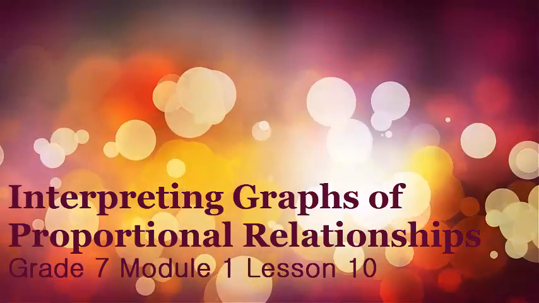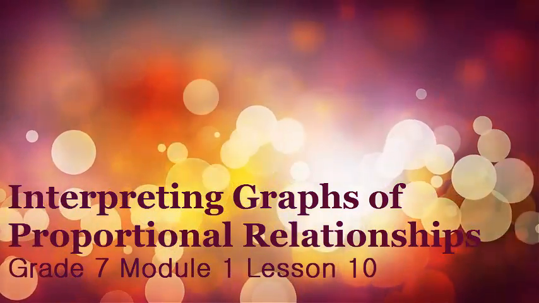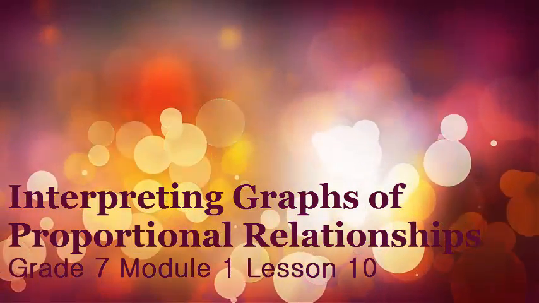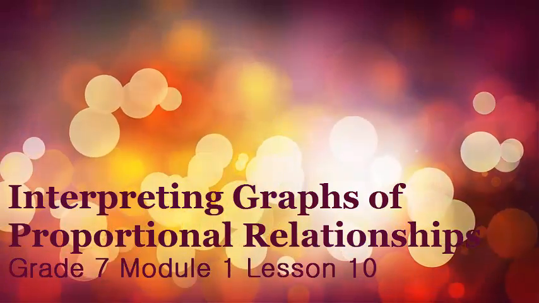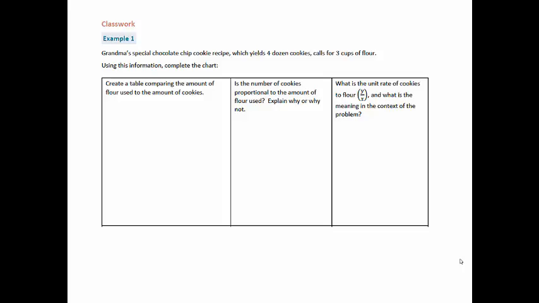Welcome. In this lesson, we're going to talk about how to interpret the graphs of proportional relationships. We've already seen how to make tables and equations for them, and we know what a graph of a proportional relationship looks like. Now we're going to look at the points specifically on that graph. Let's take a look at example 1 from lesson 10.